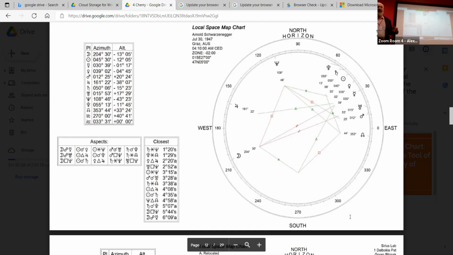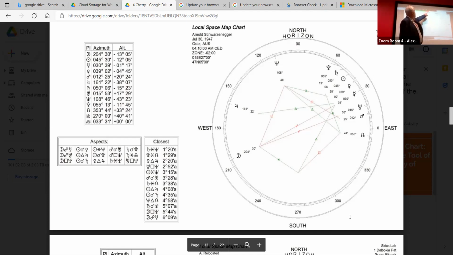So in the same way, like relocation chart is the basis for astrocartography, local space chart is the basis for those colored lines for local space maps. Because this is where we see this local space chart was created for the place of birth, Arnold Schwarzenegger. And here we see what are the elements of this chart. It's a horizontal system. So this is the local horizon in the place of birth.